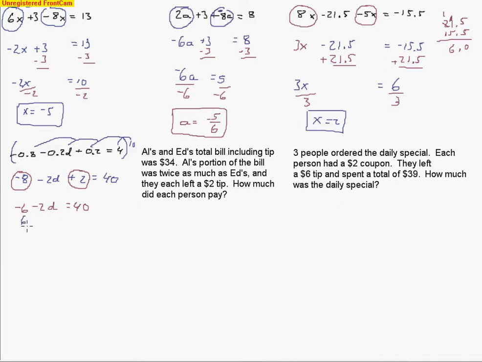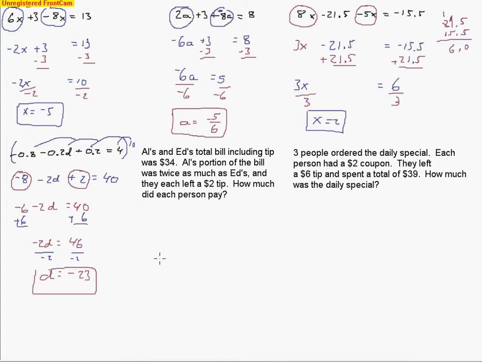So here I'm adding 6 to all sides. That leaves me with the negative 2d equals 46. So one more step here of dividing by that negative 2 on both sides. And when we do that, we're left with d equals negative, because there's one negative here, 23.